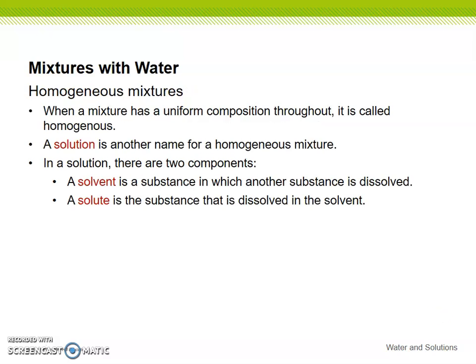Homogeneous mixtures. When a mixture has a uniform composition throughout, it is called homogeneous. A solution is another name for a homogeneous mixture. In a solution, there are 2 components. There's the solvent, that is the substance that is doing the dissolving, and the solute, the substance that is being dissolved.